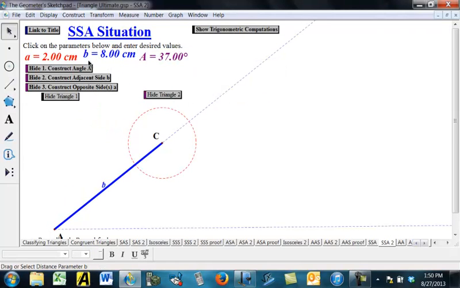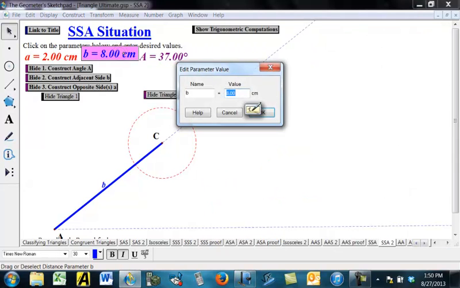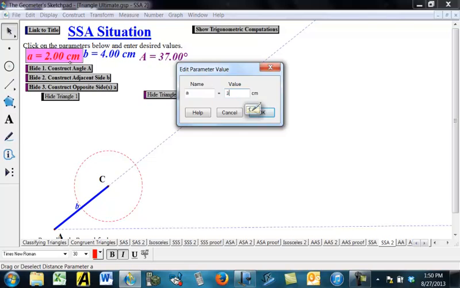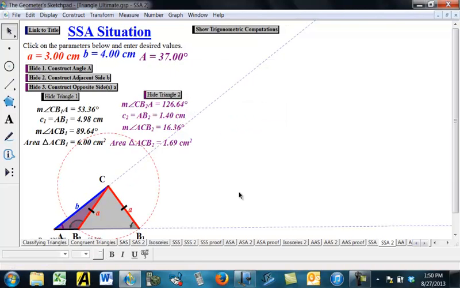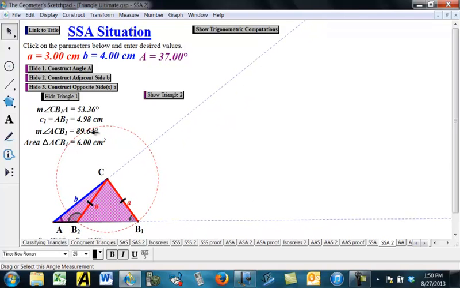And let's try, then next to that, the adjacent one was the 4 centimeters. That'll be the blue one. And then the next one was 3. And we see that there's actually 2 possibilities here. That line touches twice. Okay, and we see that there is one whole set of things is this bigger triangle here. So that would go from A to C to B1 here, and that's going to give us these measurements for the other sides and angles.